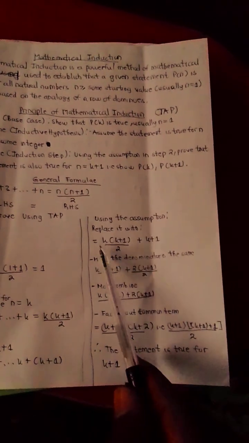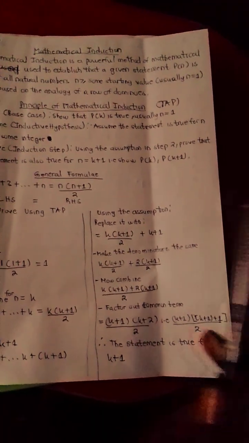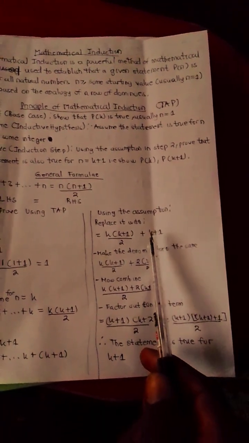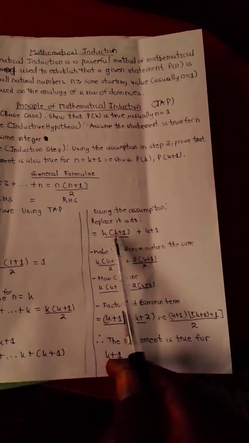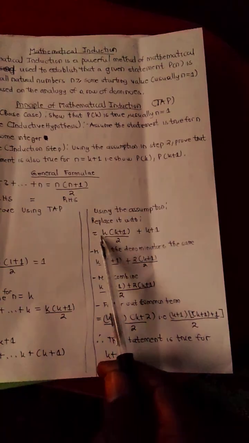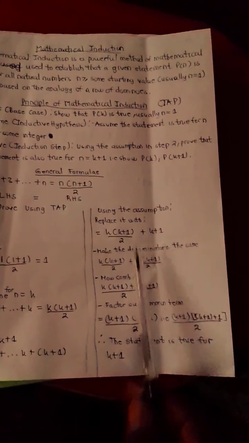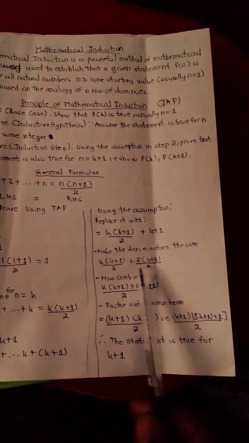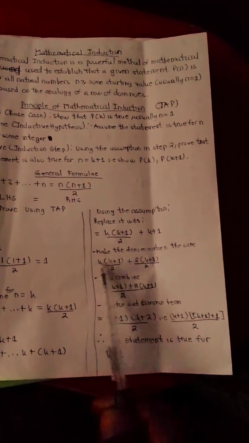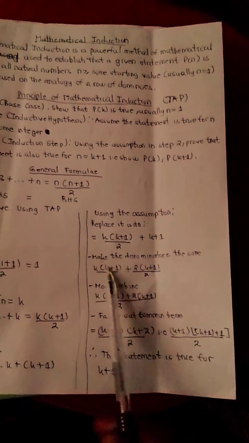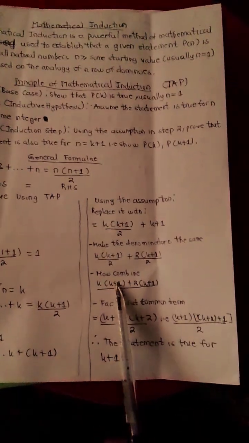Then first of all, after replacing them, we make the denominators the same. How do we do that? We multiply 2 by this particular value, making sure that the denominators are the same. So when we multiply 2 by the numerator and 2 by the denominator, they are now the same. Then we combine the two of them together. After combining, we saw that this particular value is the same, then we bring them together.